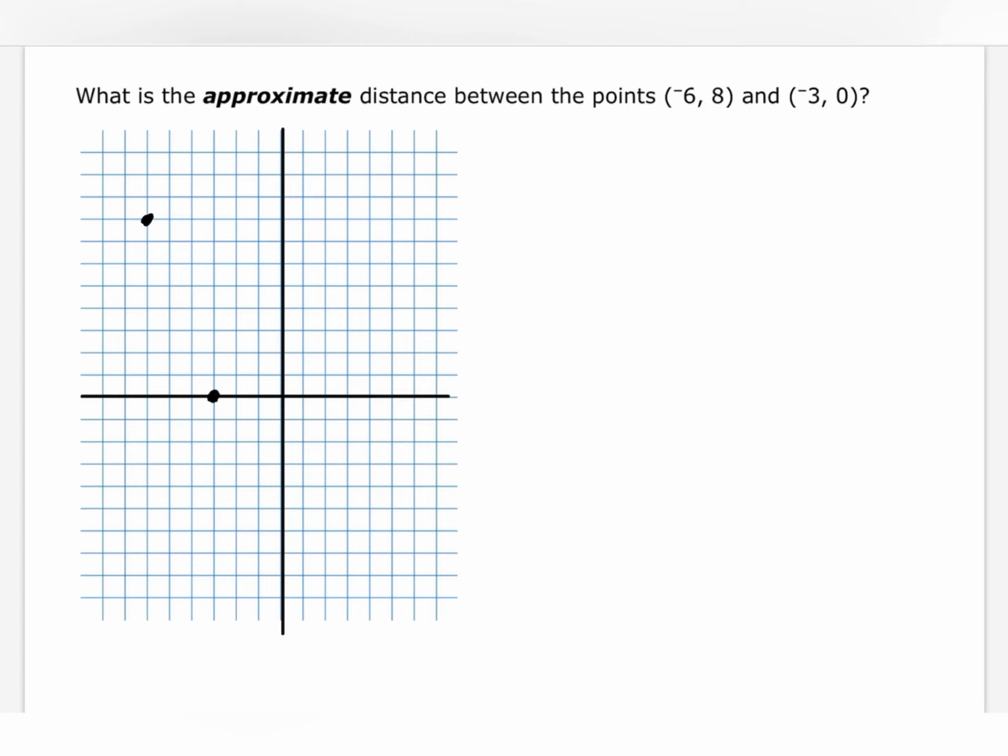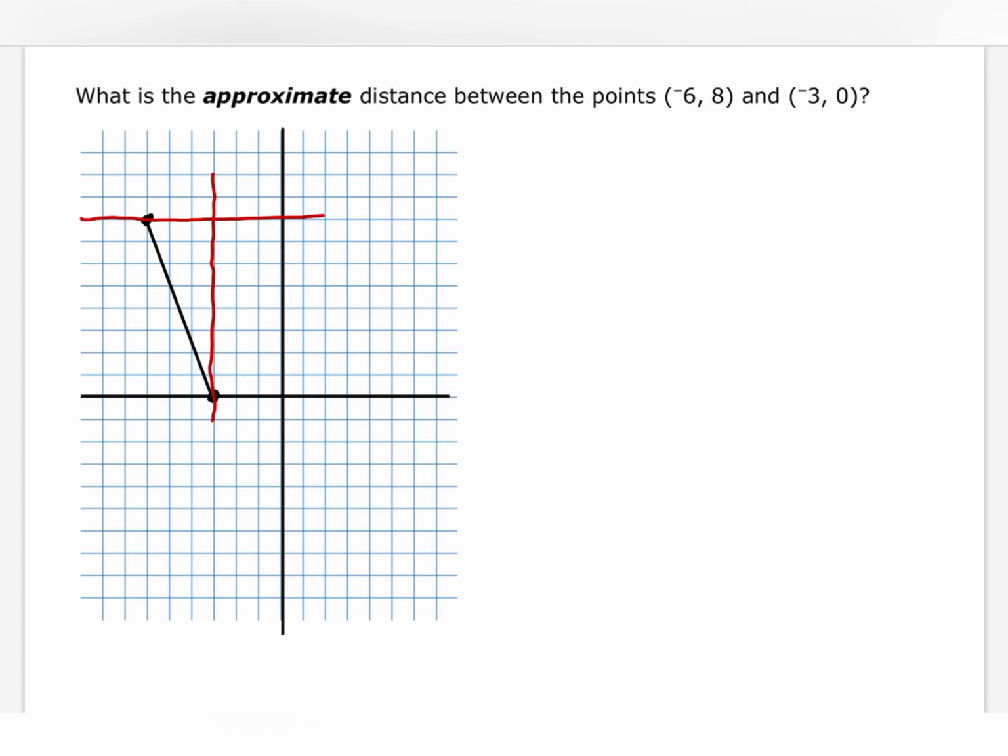Now once I get those 2 dots graphed, I'm going to connect them to see what type of line we have. Once I connect them, we notice that we got a diagonal line. Now, in order for us to find the distance of that diagonal line, we have to have a right triangle. So that means I'm going to take one dot and extend it going left or right. The other dot I'm going to take and extend it going up and down.